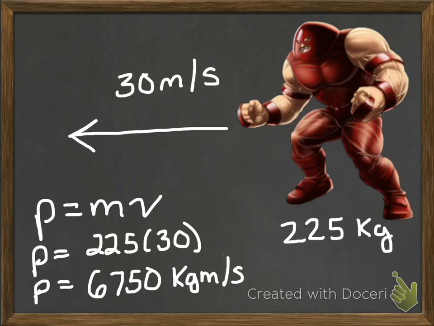Kilogram meters per second is the unit for momentum, and technically this would be 6,750 kilogram meters per second to the west, because this is a vector quantity, because it's based on velocity, so it has a direction. That's all that means. So that's it. That's the basics of how you solve for momentum. It's a pretty simple equation.